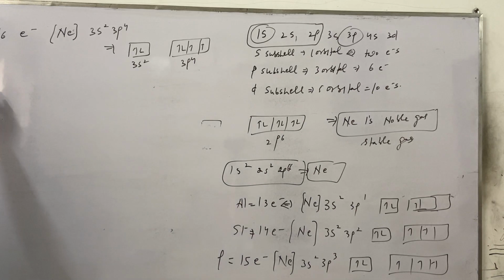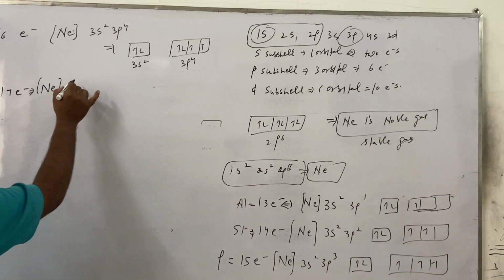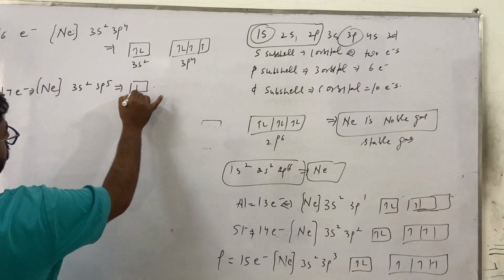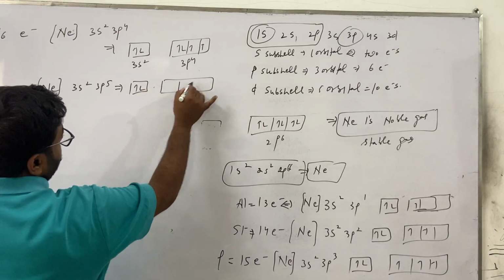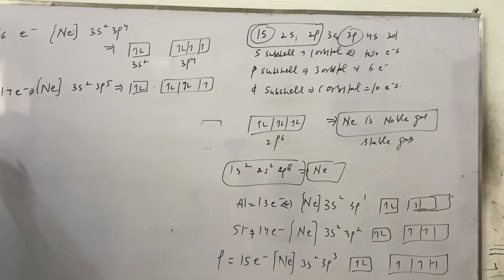The next is chlorine, 17 electrons, so we can write it as neon, 3s2 and 3p5. The next is the noble gas, argon.